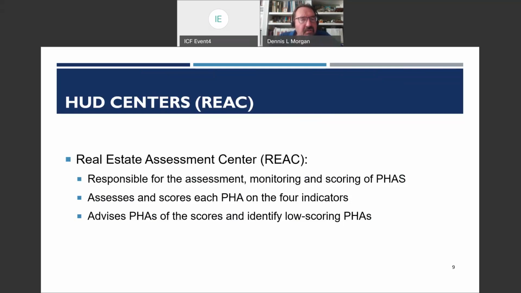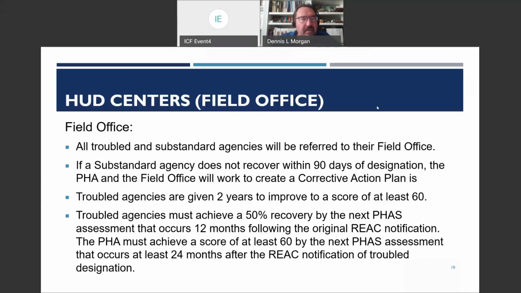REAC assesses the scores. REAC is going to give you the score of each one of the 4 sub-indicators as well. REAC advises the PHAs and identifies these low-scoring PHAs that will need technical assistance, and they get referred over to the field office. So if you get labeled troubled, or if you get labeled substandard, then you're going to be referred to the field office for additional technical assistance as well.